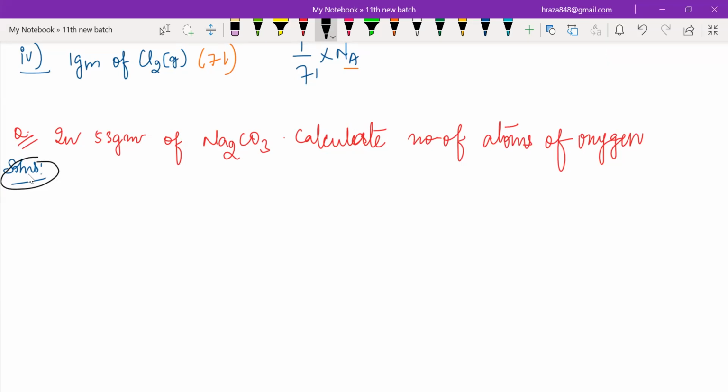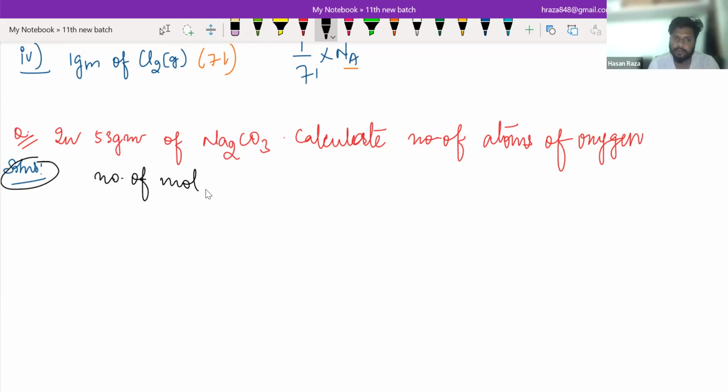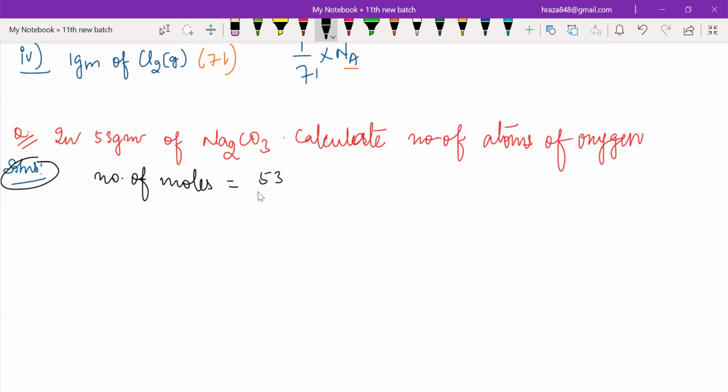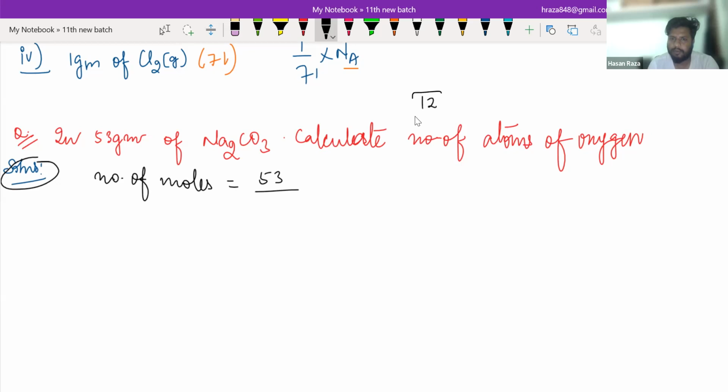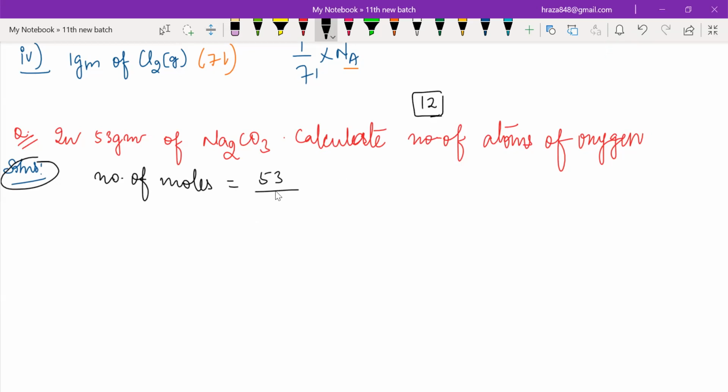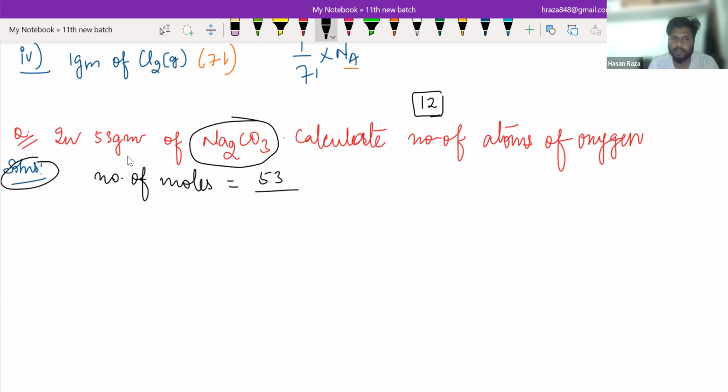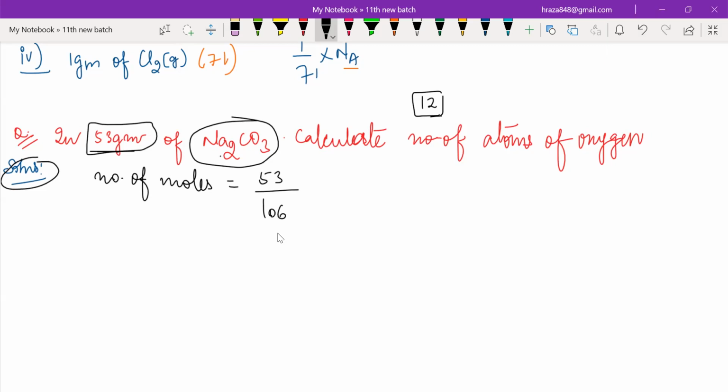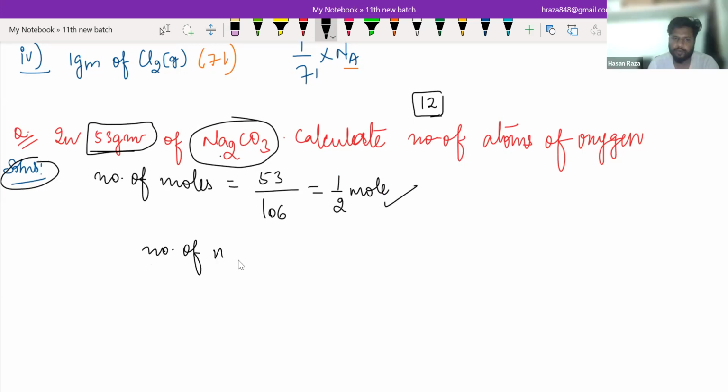First of all, we are going to calculate the number of moles. The number of moles will be 12. Are you saying 12 moles? No, given mass over molar mass. What is the molar mass of Na2CO3? I think 106. Yes, so it will be half a mole, no? Yes, sir, by mistake.